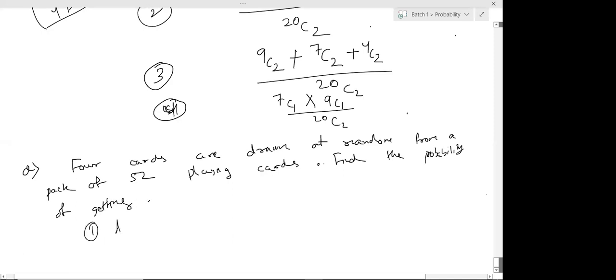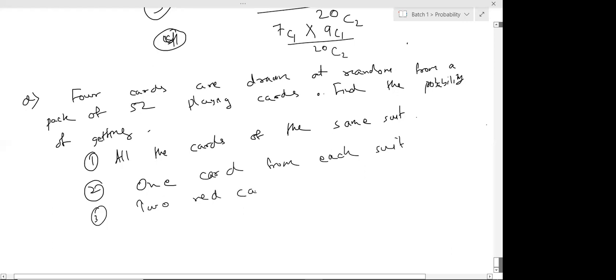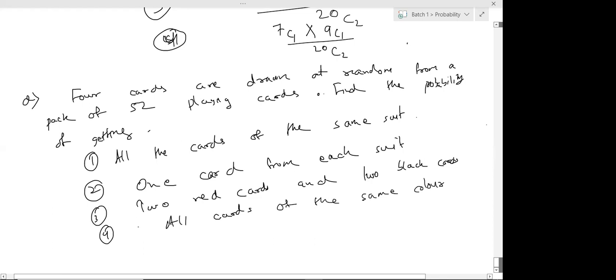of getting all the cards of the same suit, one card from each suit, two red cards and two black cards, all cards of the same color, all face cards. All right, try to solve this one.